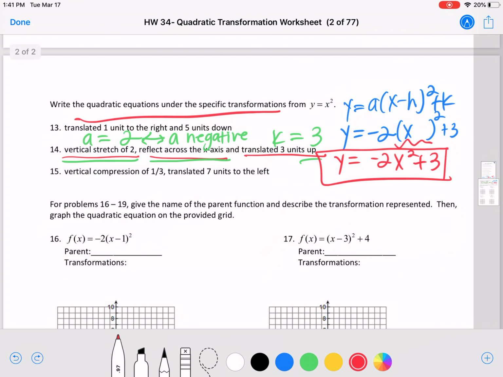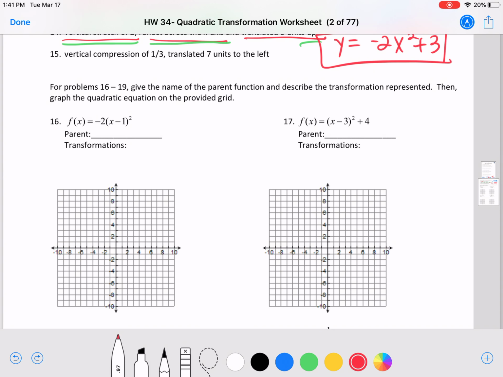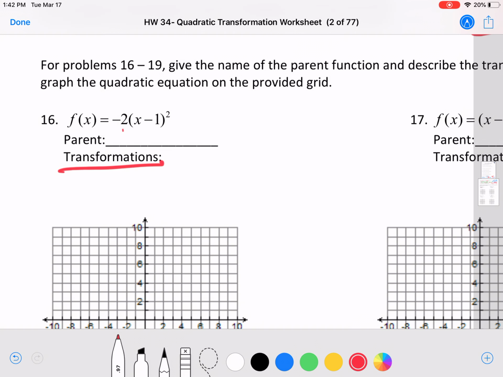For number 16 and 17, it's like the example that I showed you in the book. You're going to identify the transformations and you're going to sketch it. Notice that for all of these, the parent function is f of x equals x squared. That's your parent function. So that means you just start at the origin.